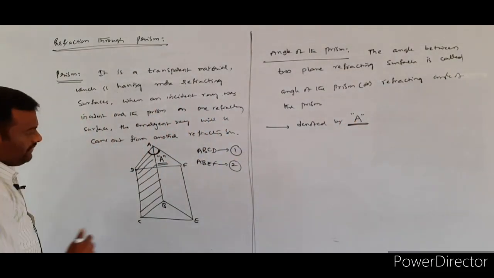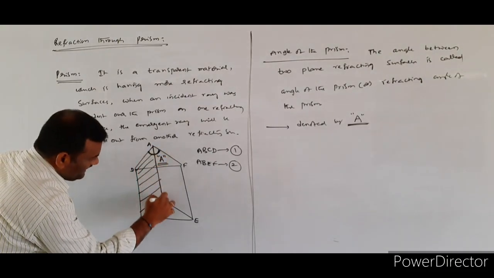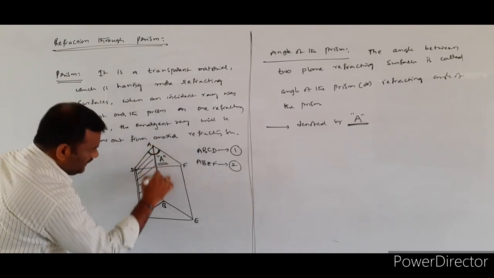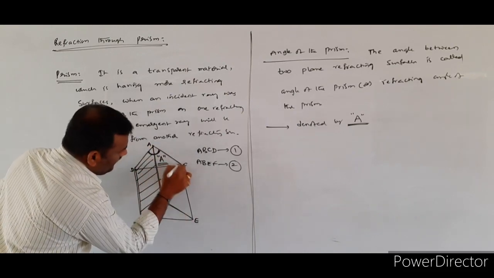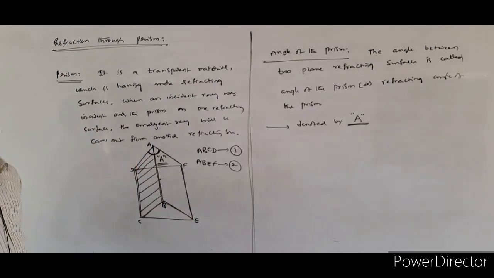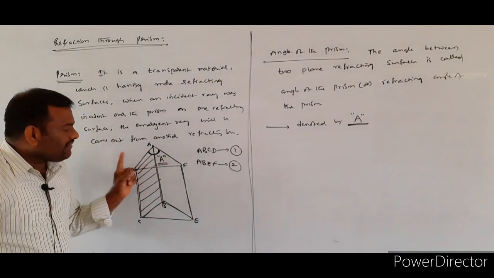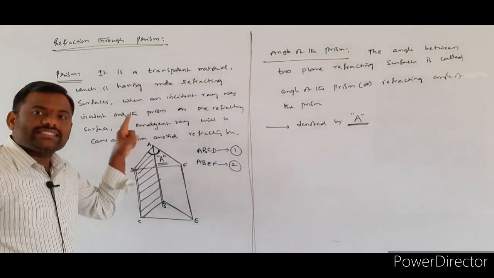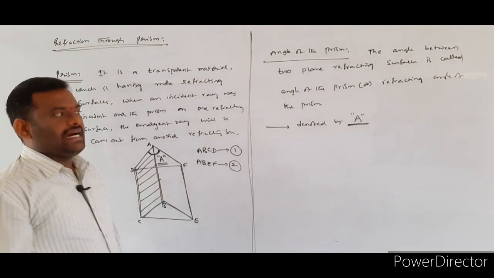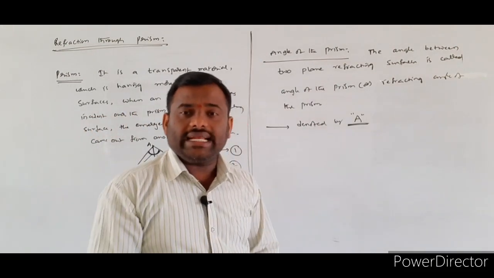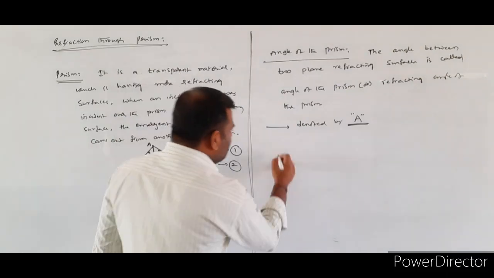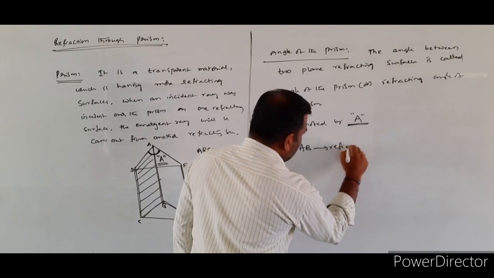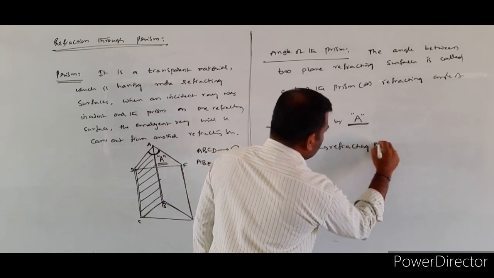Next, if you look at the diagram, here already we told ABCD is one of the plane refracting surfaces, and ABEF will be the another plane refracting surface. These two plane refracting surfaces will be met along a straight line. That line will be calling as refracting edge. What is that? Refracting edge. So here in the given diagram, AB will be indicating what? Refracting edge.